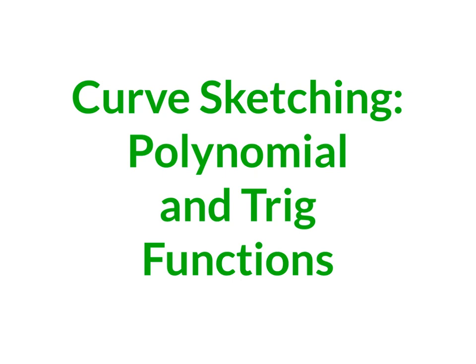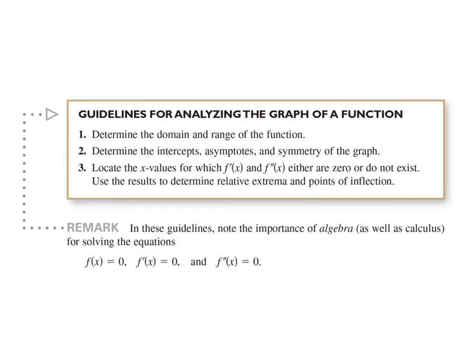In this video, we're going to talk about curve sketching of polynomial and trig functions. Just a quick reminder about some of the things that you look for when you're analyzing a function in order to sketch the graph. So remember, we always want to look for domain and range if we can, intercepts, asymptotes, and any symmetry it might have. And then it's really important to find where the function, its first derivative and second derivative are equal to 0.